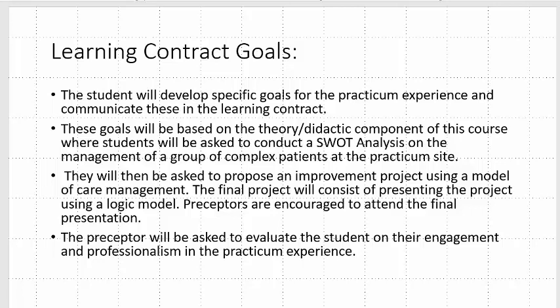Preceptors are encouraged to attend a final presentation they will give, and we could do that virtually through using a Zoom meeting. Preceptors won't grade any of the students' work, but they will evaluate students on their engagement and professionalism in the practicum experience.